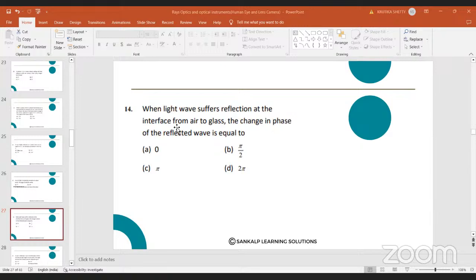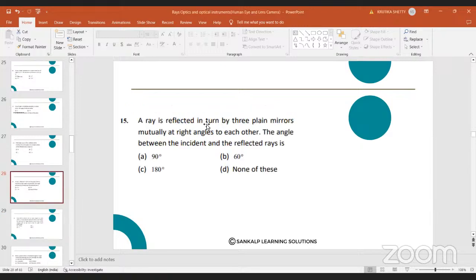Then the next question. A ray is reflected in turn by 3 plane mirrors. So here what is happening? The ray is getting reflected from the 3 plane mirrors which are mutually perpendicular to each other. The angle between the incident and the reflected ray is?